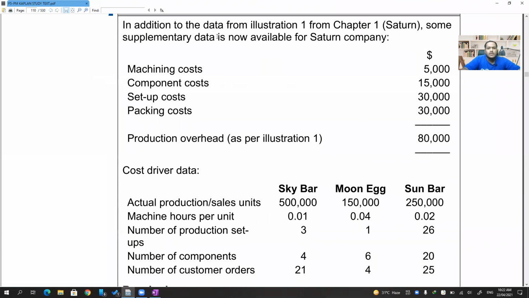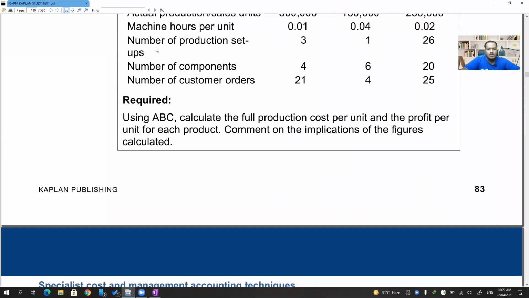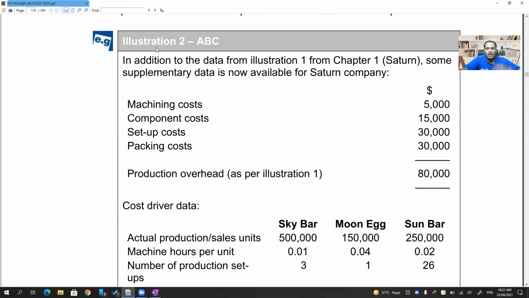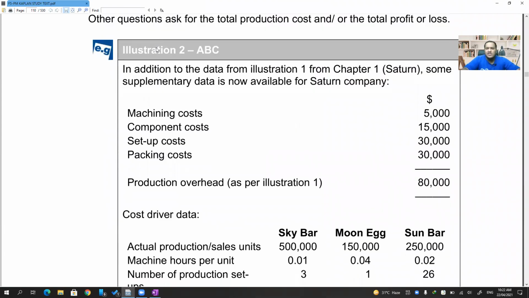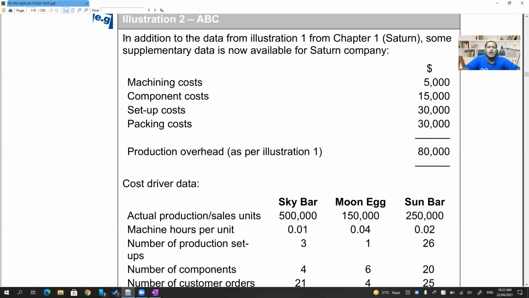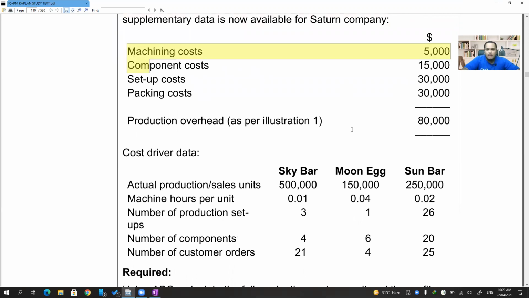Look at this. In addition to the data from illustration 1 from chapter number 1, some supplementary data is now available. In chapter number 1, illustration number 1, they gave you the material cost and labor cost. And now we are given the breakup for the total overheads. Total production overheads breakup is being given.